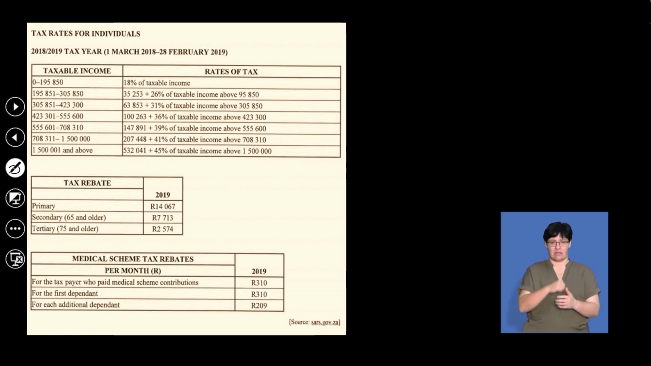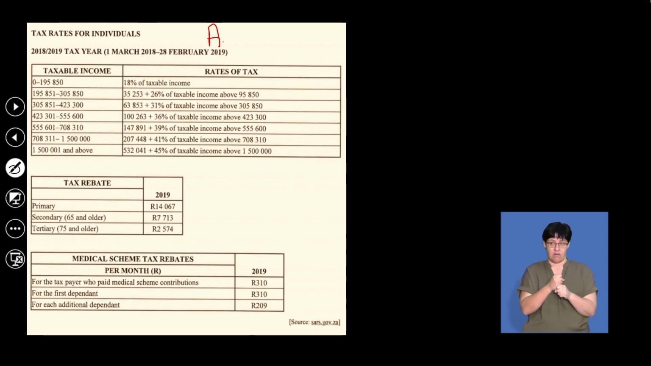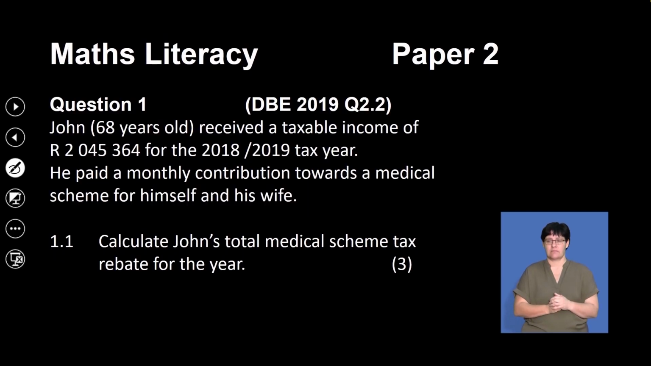Before we do that, I have gone through this tax table with you, but we've got the year. Remember that this is all for annual amounts. And we've got our tax incomes, the different brackets, the tax rate, our tax rebate that we get, and finally our medical scheme tax rebate for the month. So let's go through our questions. Calculate John's total medical scheme tax rebate for the year.